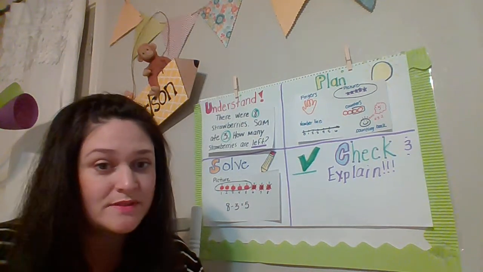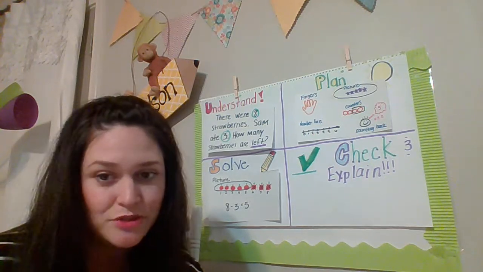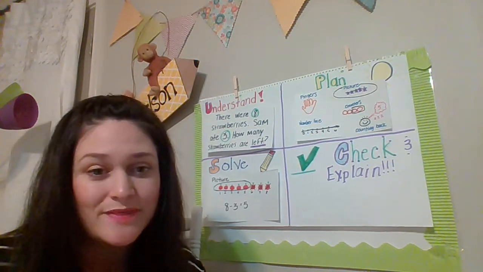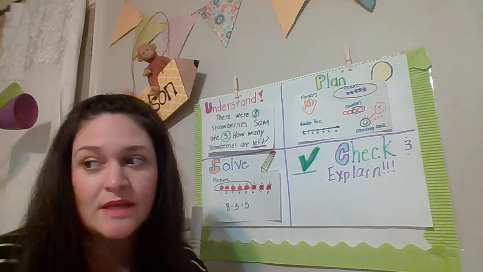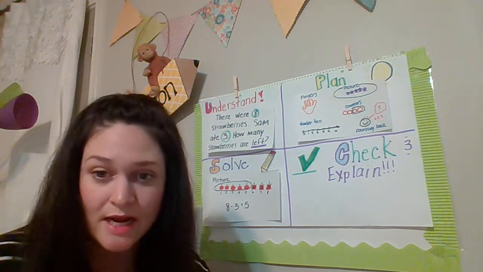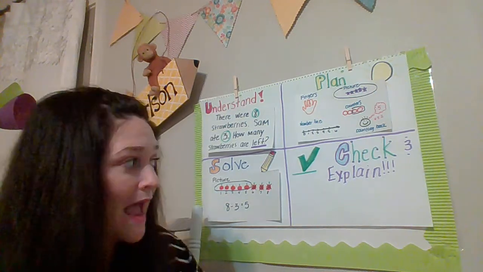Now, one of the most important things is we have to check and explain our work. And that can be tricky sometimes. So I'm going to show you what that might sound like. Remember, when we explain our thinking, we can start off by saying what strategy you used, what you did first, what you did next, and what you did last.